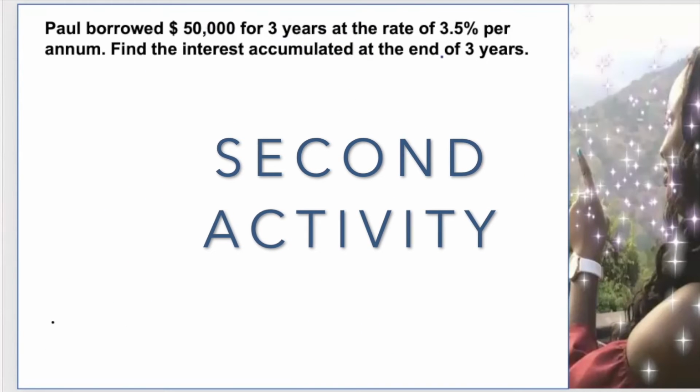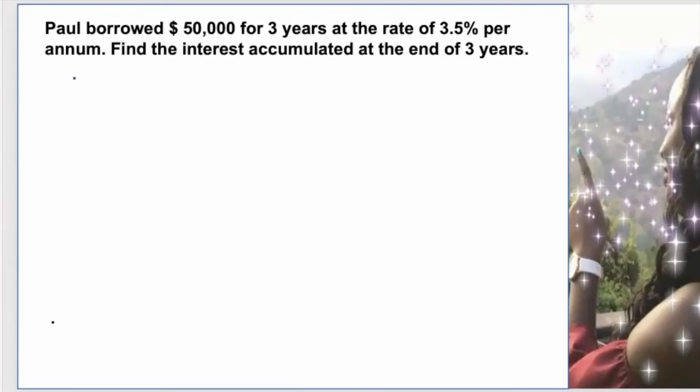Paul borrowed $50,000 for 3 years at the rate of 3.5% per annum. Find the interest accumulated at the end of 3 years. Here we have the simple interest formula. First, identify what is P. The amount borrowed is the principal, which is $50,000. Next, we have time, which is 3 years. So T is equal to 3.